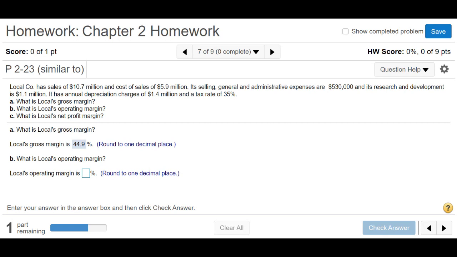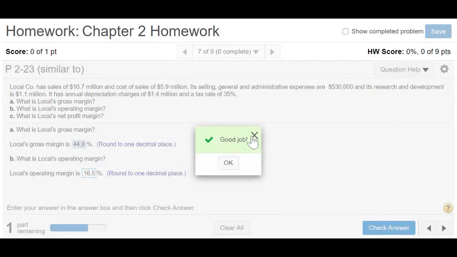10.7 minus 5.9 is 4,800,000. That's what I was told. Minus 530,000, minus 1,100,000, and minus 1,400,000. What's the answer to that? 16.5%. Good job.